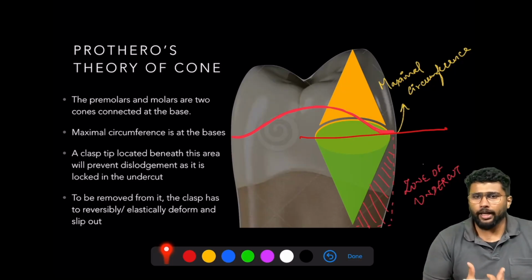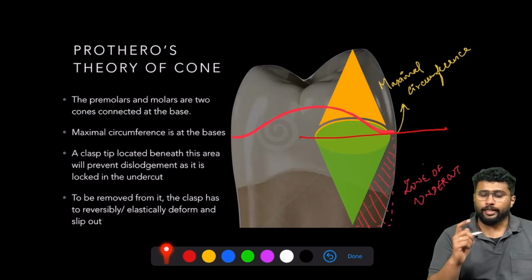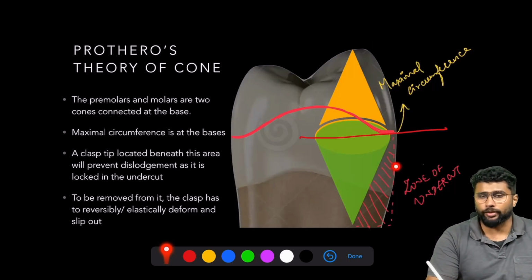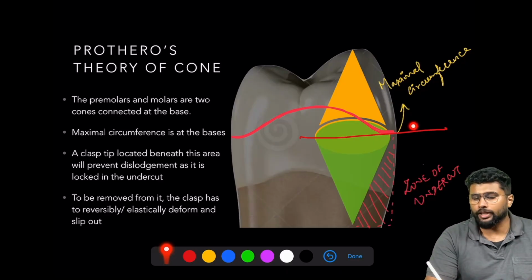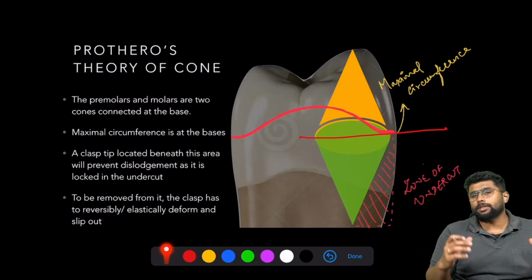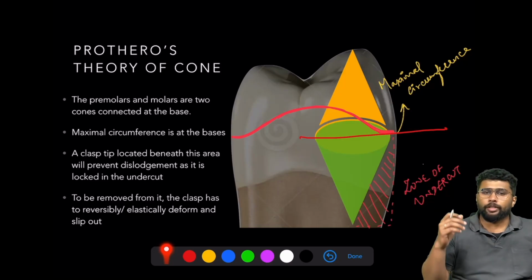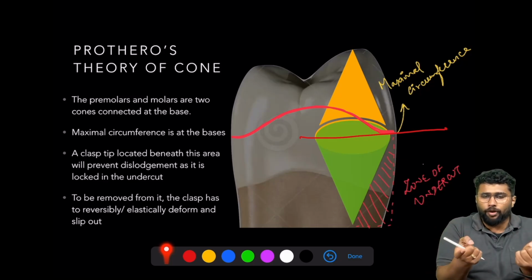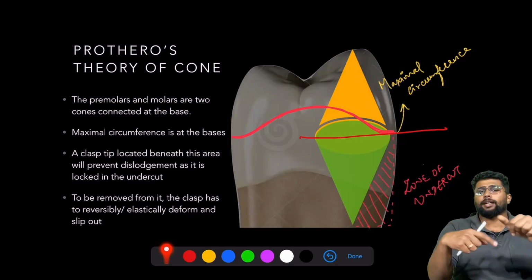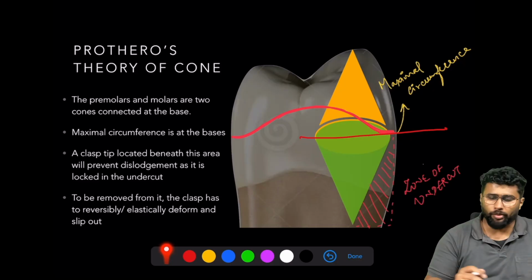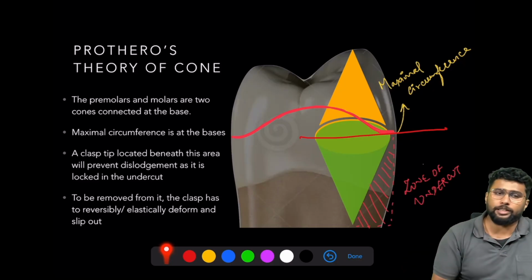Now, the idea behind clasp retention is that the retentive terminal, the clasp terminus, will engage into the undercut. The rest of the clasp will be seated above it. And when you have a force that is trying to remove the clasp, the force has to become greater than the amount of force that is necessary for the metal to flex, go past the undercut and get removed. So that is what Prothero's theory of cone is about, and it is the basis by which clasp retention works.